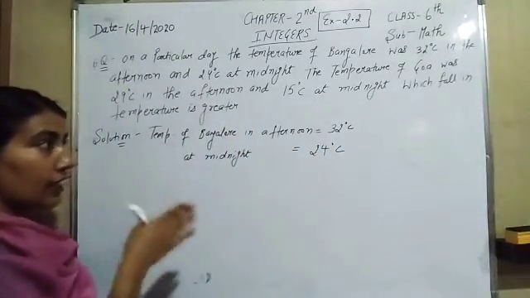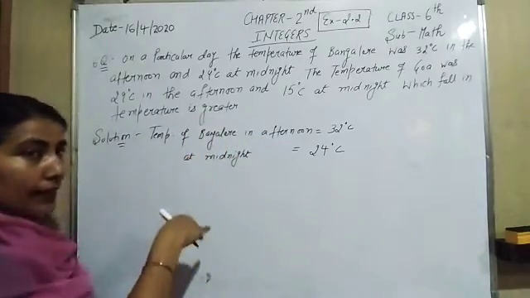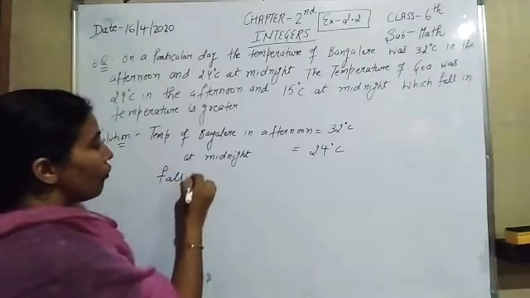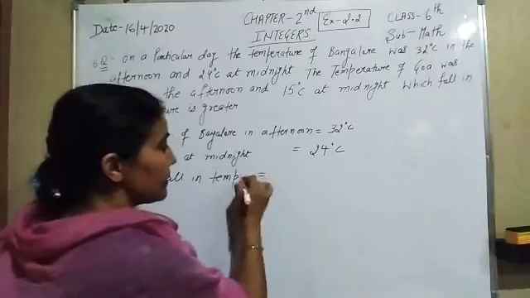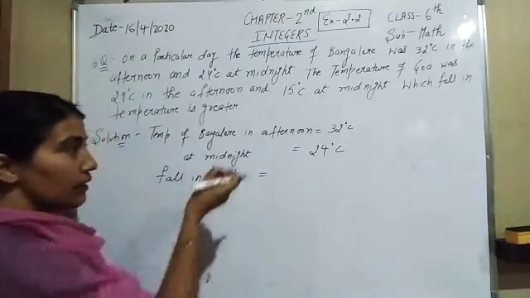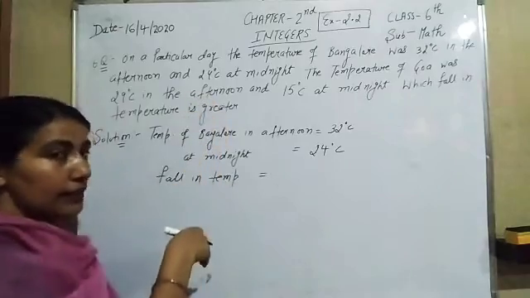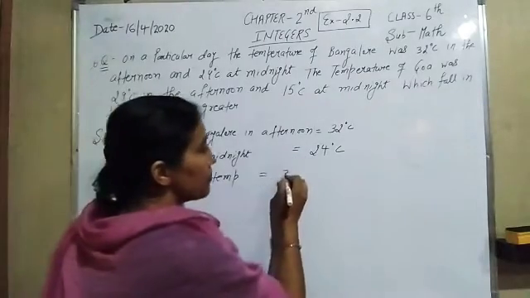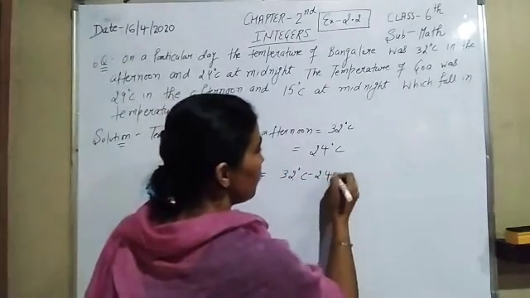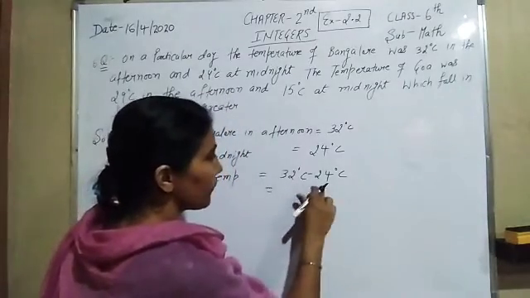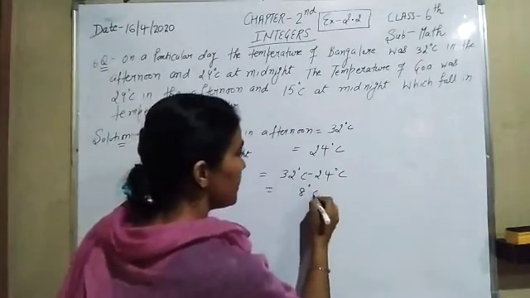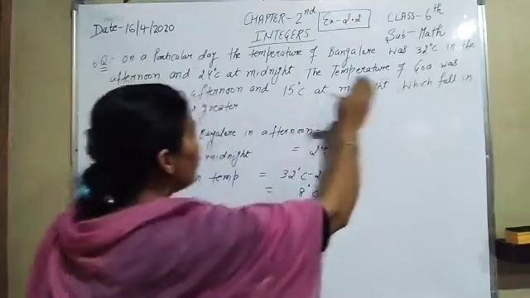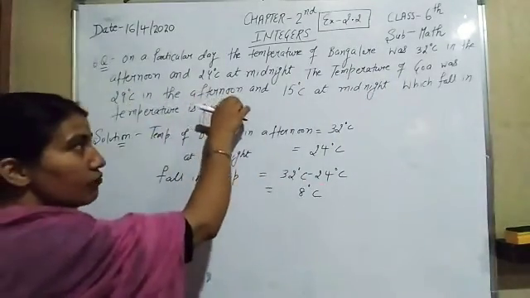And the fall in temperature from the afternoon to the midnight, that means we have to subtract the both. Clear? Now fall in temperature is equal to the temperature during the afternoon minus the temperature at midnight, that means 32 degrees Celsius minus 24 degrees Celsius, that is 8 degrees Celsius. Now after that we are given that the temperature of Goa was 29 degrees Celsius in the afternoon.